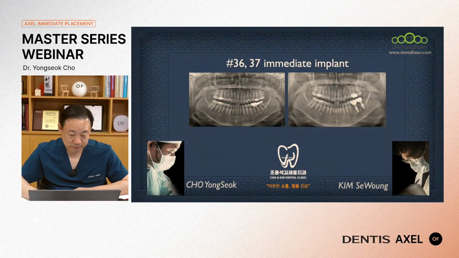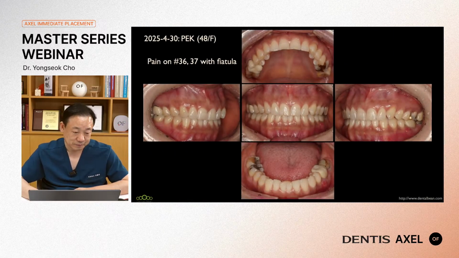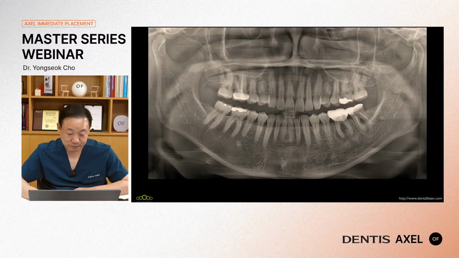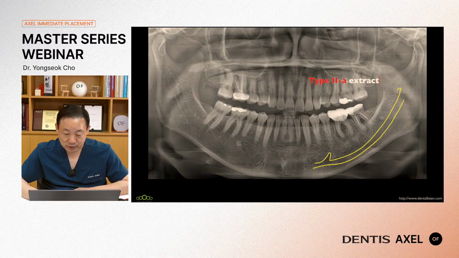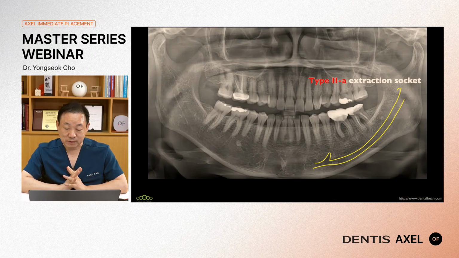Next is a multiple case on the left mandibular molar side. The patient complained of pain with a fistula here. These are type 2 extraction sockets, type 2A, but available bone height is just 6 to 5 millimeters. For clinicians with limited experience, immediate implant is not recommended in this type of situation. It is not sufficiently safe.